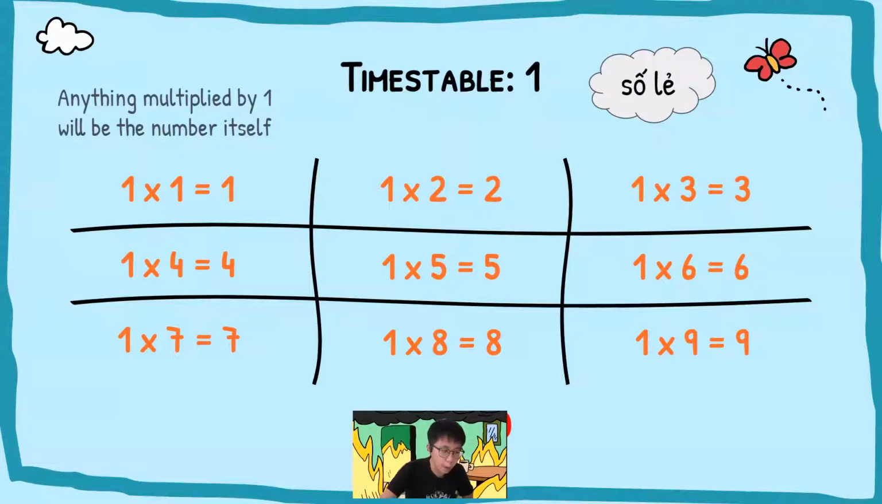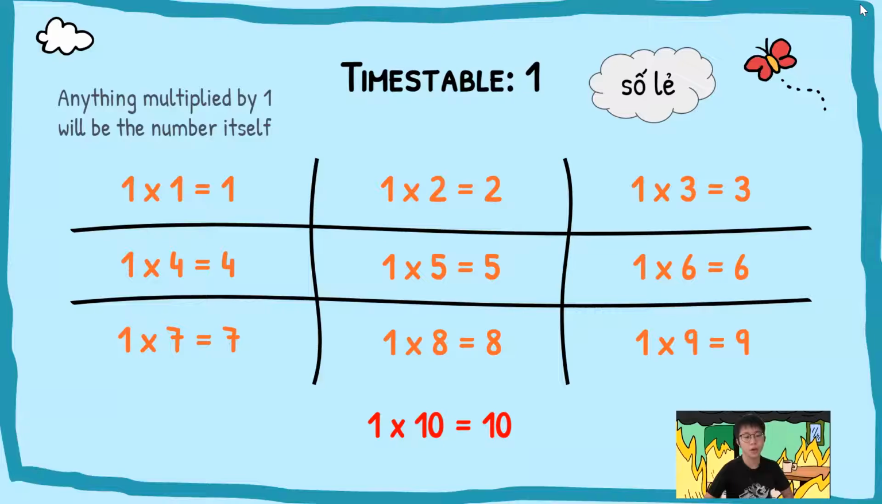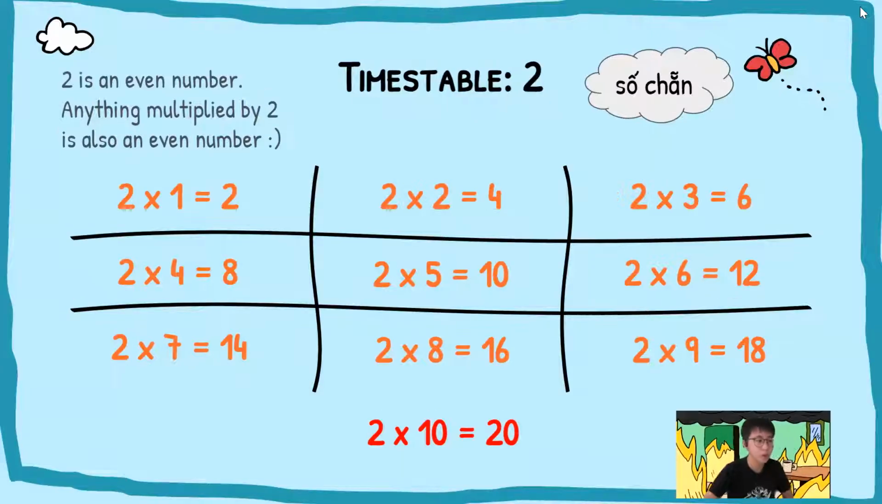Anything multiplied by 1 will be the number itself, such as 1 times 1 equals 1, 1 multiplied by 9 is equal to 9. And 1 times 10 is equal to 10, and so on, as shown in the slides. 1 is an odd number, số lẻ. 2 is an even number, số chẵn. Anything multiplied by 2 is also an even number.